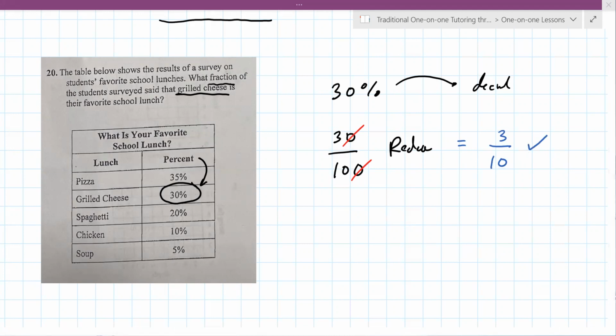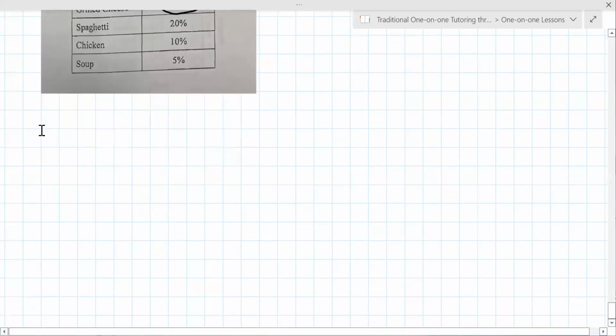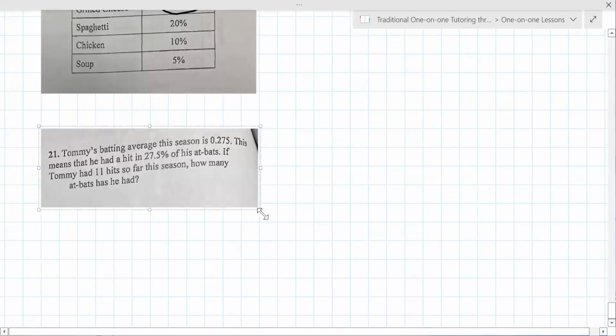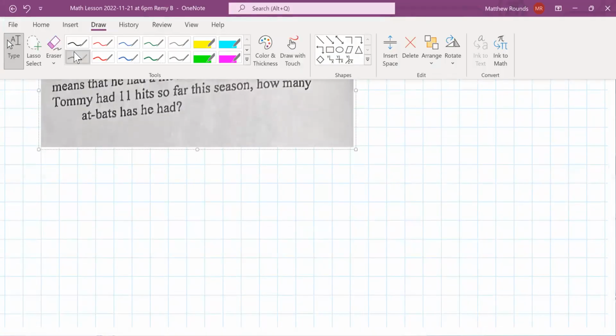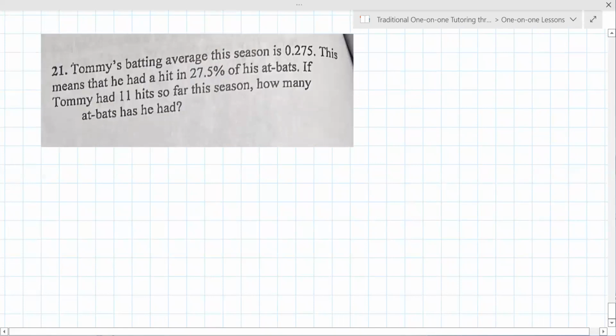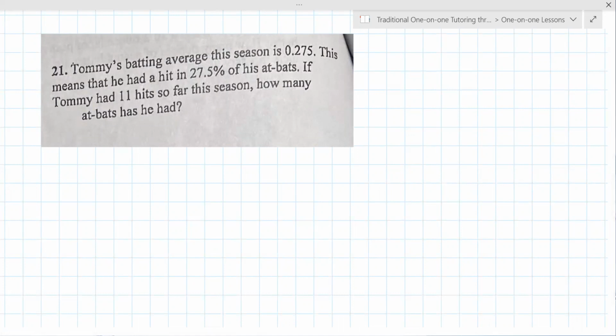Okay, let's go to number 21. Sorry, let me grab a better snip than that. Okay. Here's number 21. So it says Tommy's batting average this season is 0.275. This means that he had a hit in 27.5% of his at-bats. If Tommy had 11 hits so far this season, how many at-bats has he had?